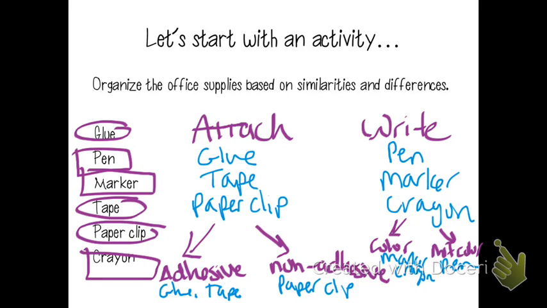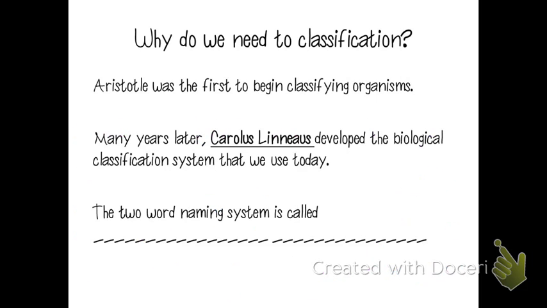Okay, so we can continue to break these down to even smaller subgroups. And this is the premise of what we're doing when we're classifying biological organisms. We're starting off with broad categories, and we're narrowing it down over and over again. So why do we need to do classification?